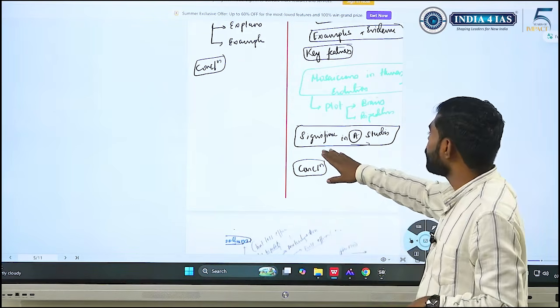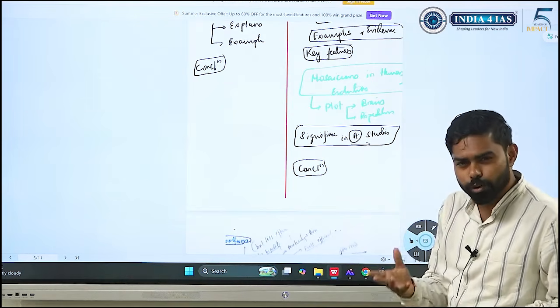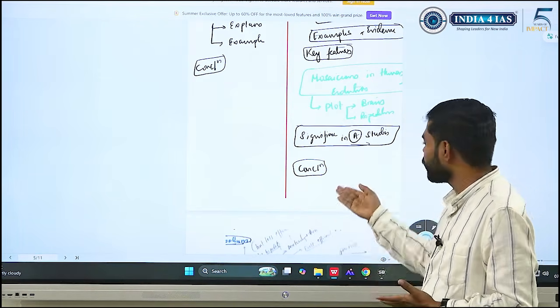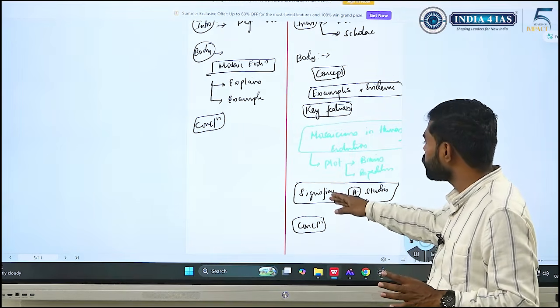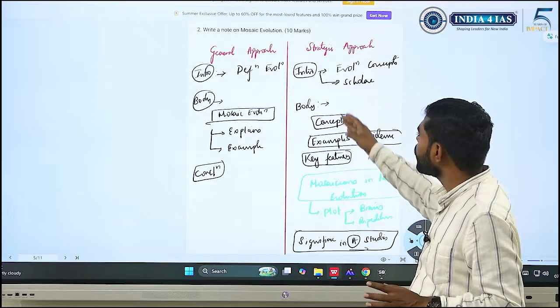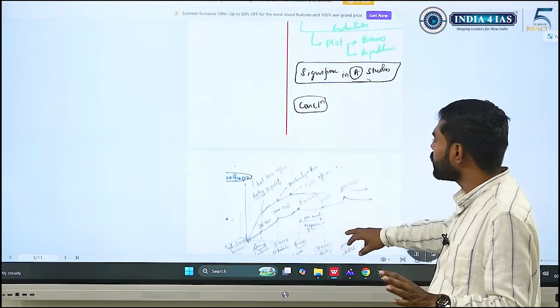Okay, so I'm writing the significance of mosaicism, this concept in anthropological studies. In evolutionary studies this will be helpful, right? So you can simply write 1 or 2 points. By this we will have how many dimensions? 1, 2, 3, and this is 4, 5, 6. So simply we can write 12 to 14 points. Okay, so that's how we need to bring it down.